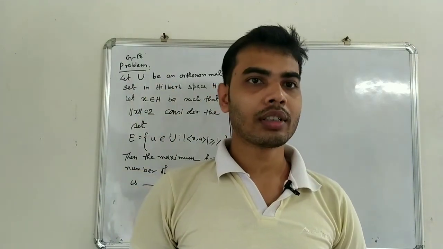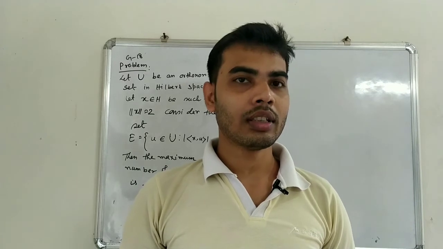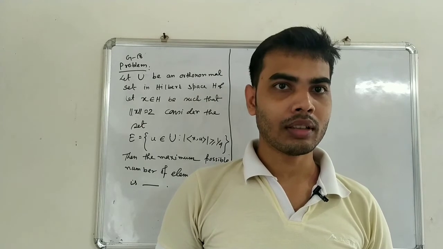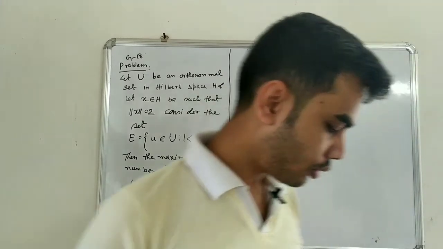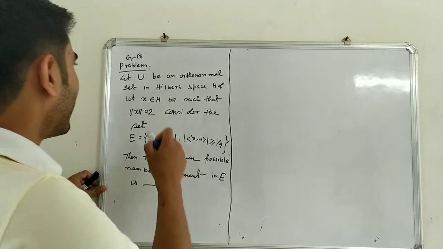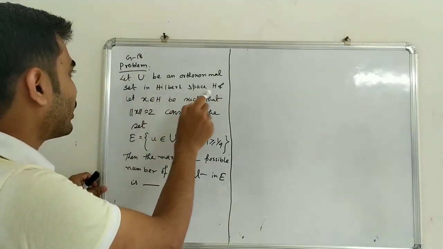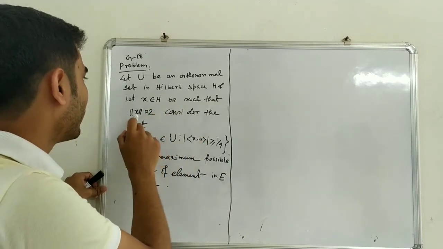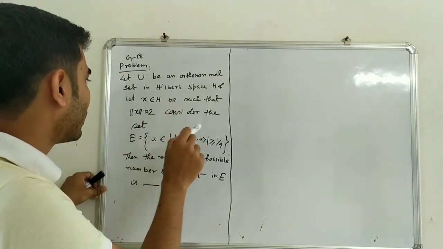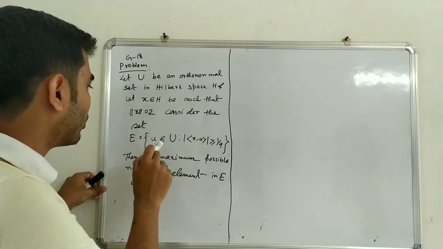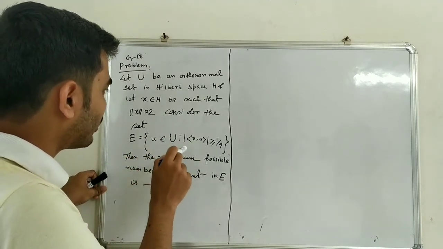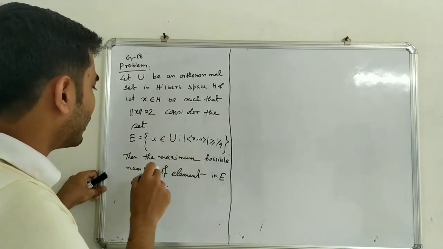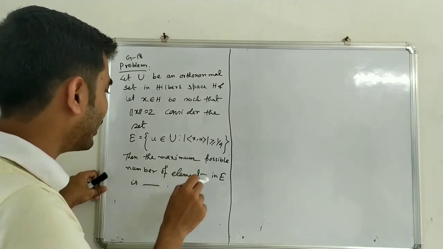Today I am going to discuss a problem on functional analysis which was asked in GATE 2018. So let's try to understand this kind of problem first, and after that we will try to solve it. Okay. So our problem is: let U be an orthonormal set in Hilbert space H, and let x belong to H be such that norm of x equals 2. Consider the set E equal to u belongs to U such that modulus of inner product of x and u is greater or equal to 1 by 4. Then the maximum possible number of elements in E is.